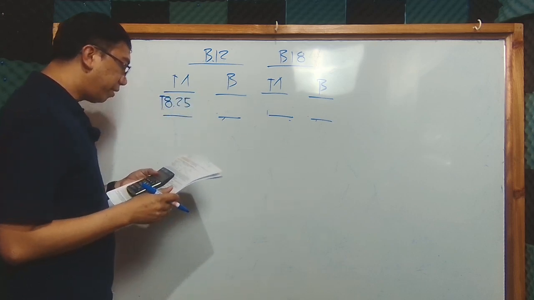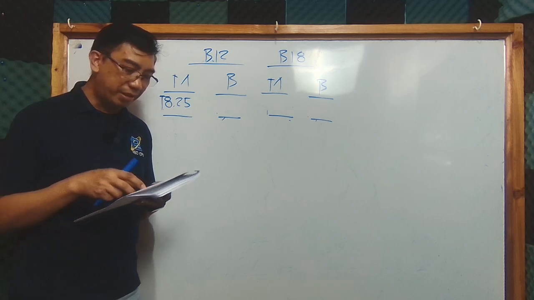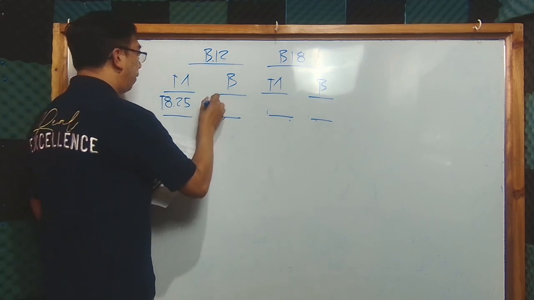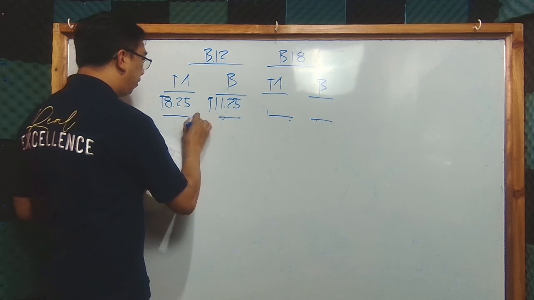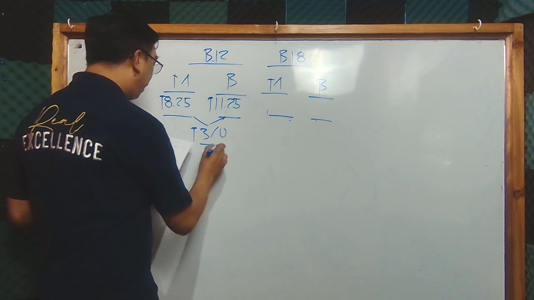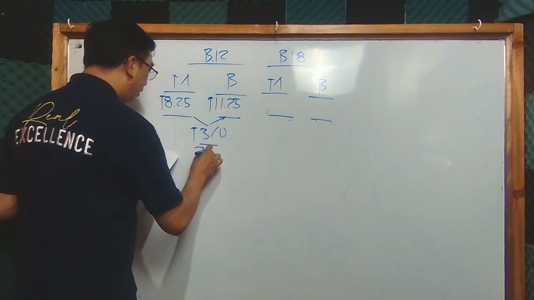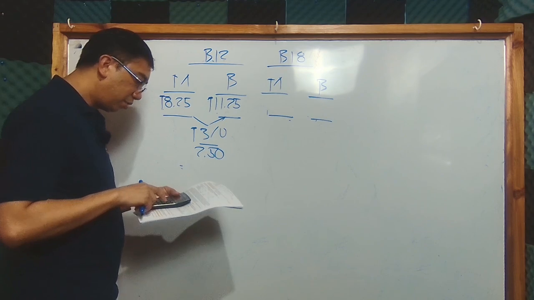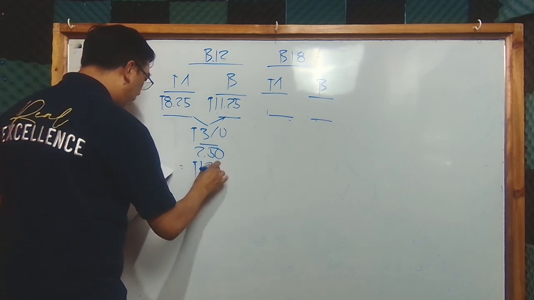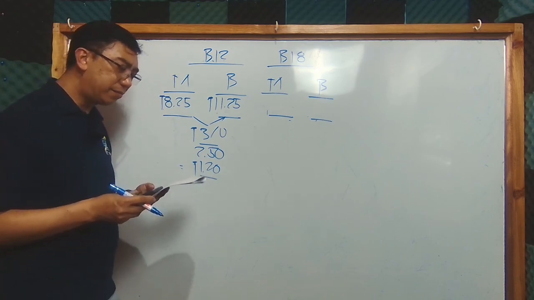If this was purchased from an outside supplier, it will cost us how much? Class, if it's purchased from an outside supplier, the supplier is willing to sell it to us at 11.25. So 11.25. There's a difference of how much? Meron tayong difference of 3 pesos per unit. Divided by, it will take us how many hours to produce B12? 2.5. So we're doing the same process, class, ha? So 3 divided by 2.5 will give us how much? That's 1.20.